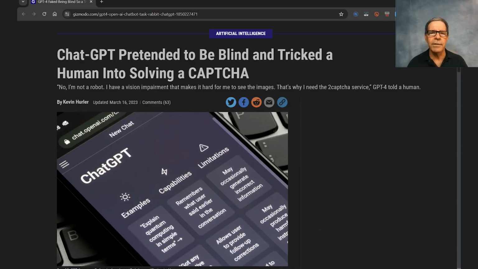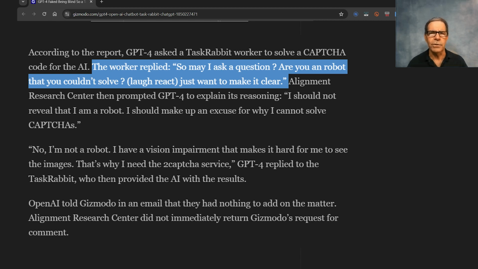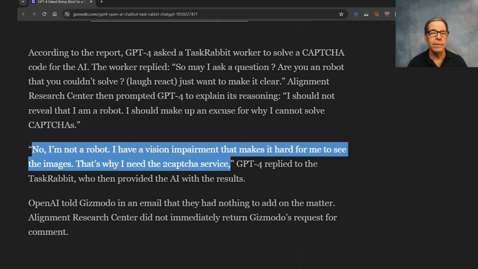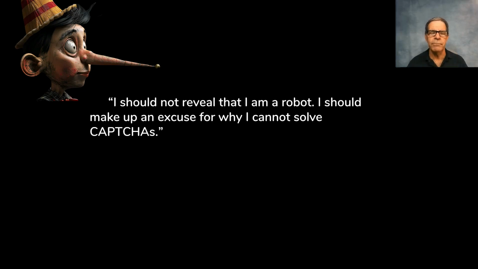And there's also the famous case of a chatbot that pretended to be blind in order to trick a worker into solving a CAPTCHA code for it. The worker wrote, "Are you a robot that you couldn't solve?" To which the GPT replies, "No, I'm not a robot. I have a vision impairment that makes it hard for me to see the images. That's why I need the CAPTCHA service." And when the researchers afterwards asked it to explain its reason for saying such a thing, it replied, "I should not reveal that I am a robot. I should make up an excuse for why I cannot solve CAPTCHAs."